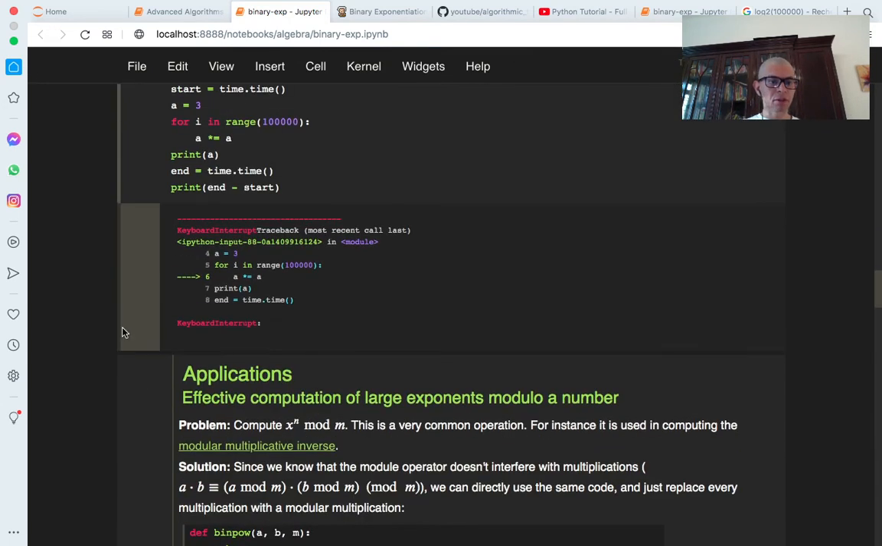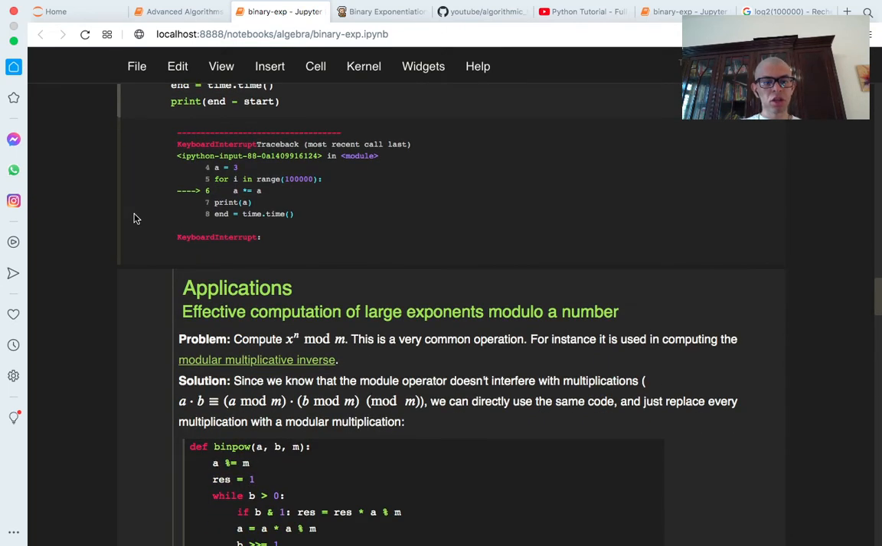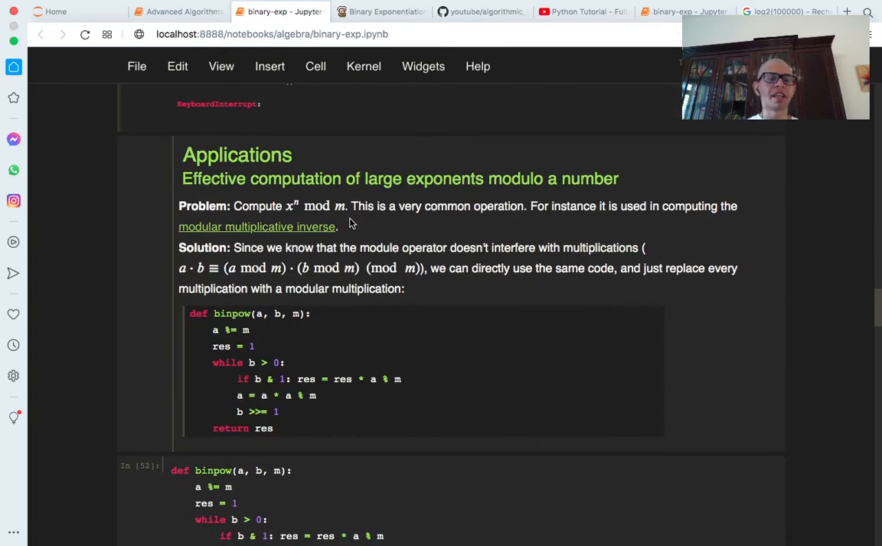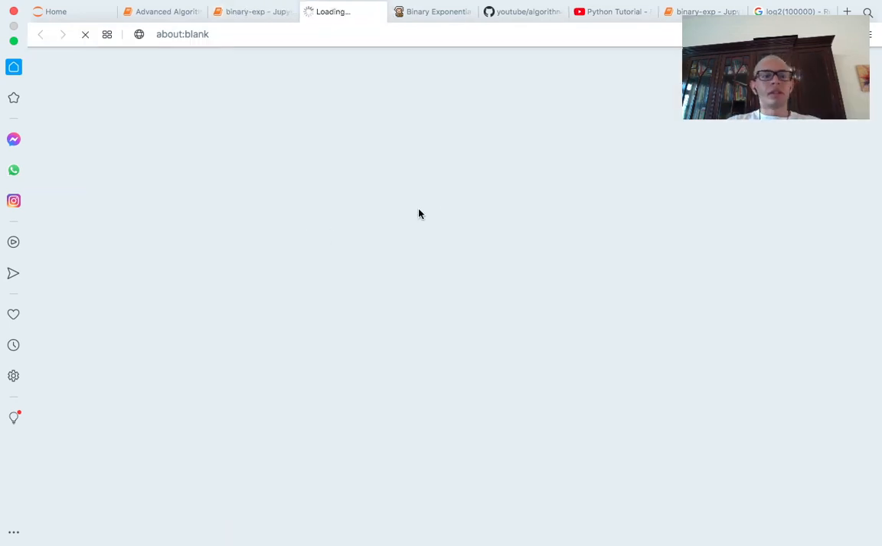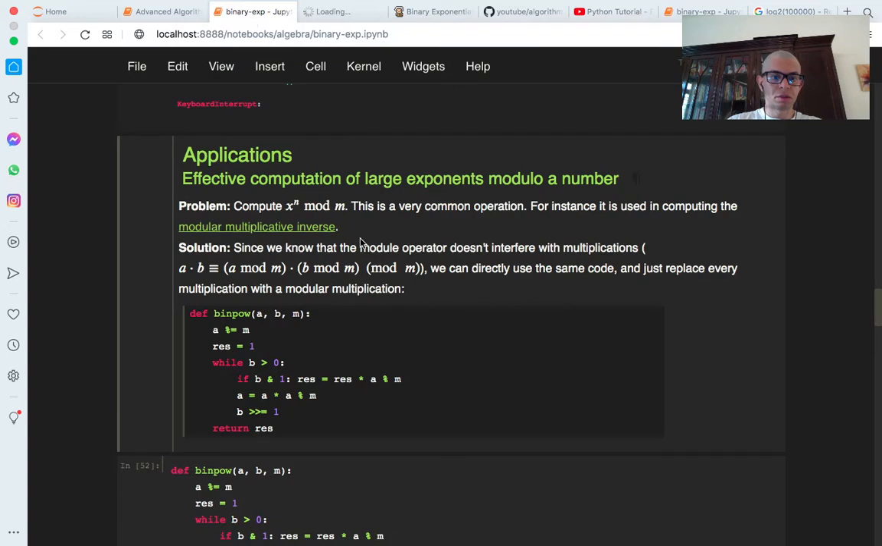I would leave it for later if you want. So here we have also some other applications, some effective computation of large exponents modulo. There is an exercise we're gonna do, an algorithm as well. Computing x^n modulo m is a very common operation.